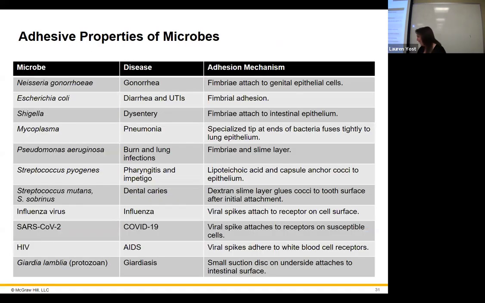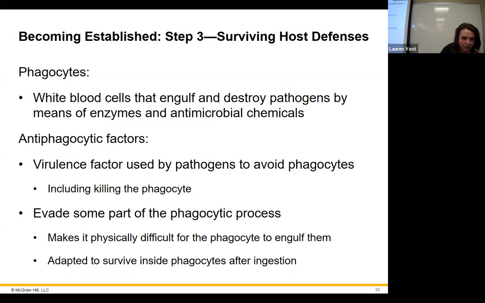This one, I'm sorry, but I have to point this one out. Giardia lamblia, which you guys are going to be looking at, hopefully finding them in the slides. You probably won't. They're really hard to find, but a small suction disc on the underside attaches to the intestinal surface. Suction disc. What? Look at that. They're just protozoa, so they're single cell, so they got this little suction disc, I guess. It's just completely different from the other guys that make way more sense to me.